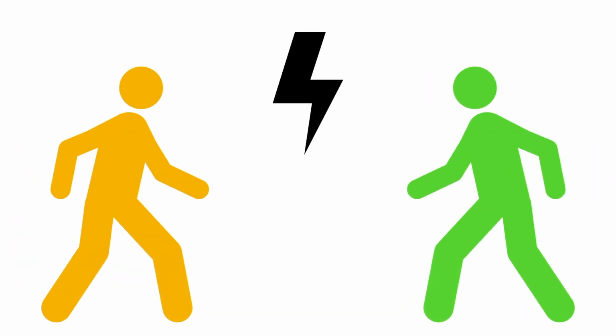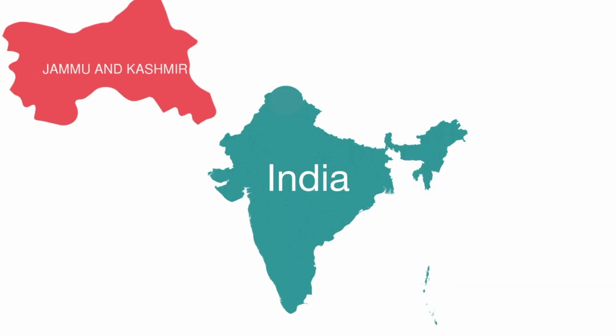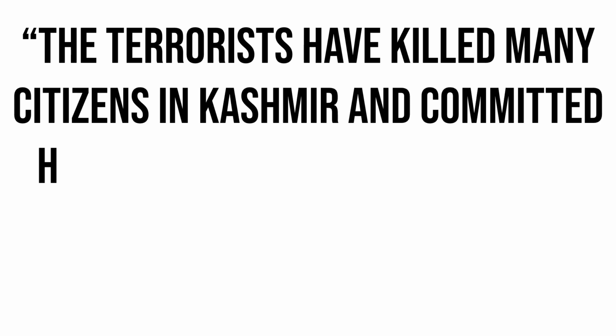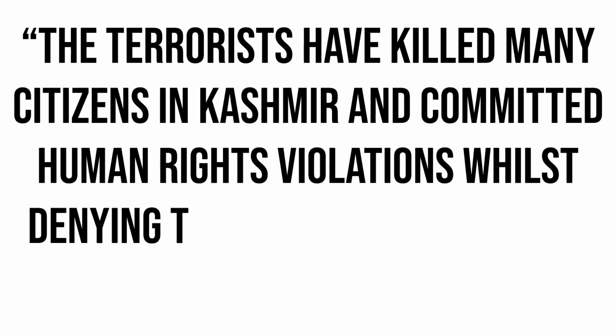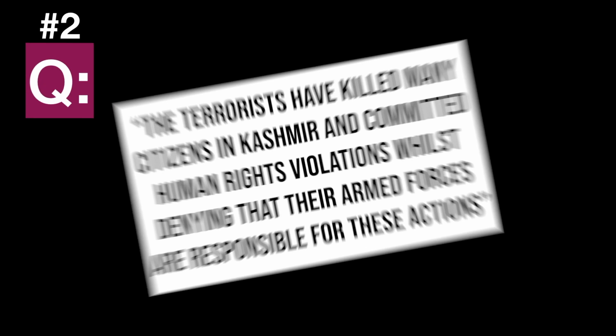Vengage.com also says that India claims that the rebels are Islamic terrorist groups fighting to make Jammu and Kashmir a part of India. India also states that the terrorists have killed many citizens in Kashmir and committed human rights violations, whilst denying their armed forces are responsible for these actions.